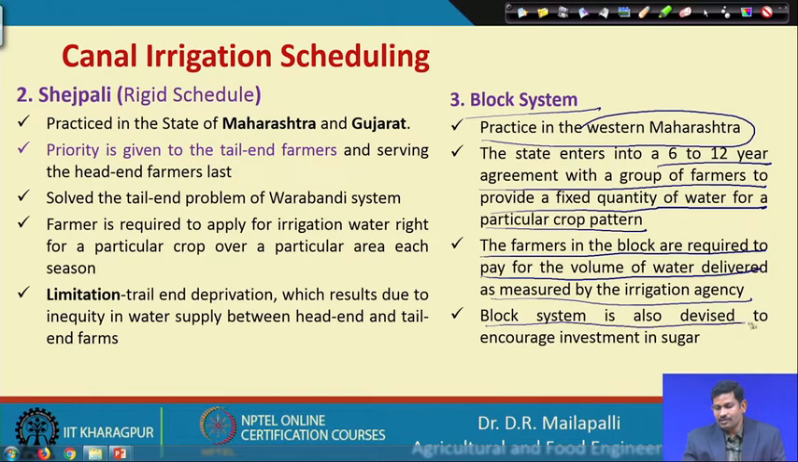The block system is also devised to encourage investment in sugar, because the sugar belt needs water. Since there is water in the canal, the canal water can be used for raising the sugar crop, sugarcane. That is why the block system is very famous in Maharashtra, the western Maharashtra belt.